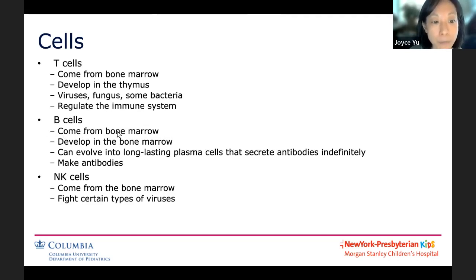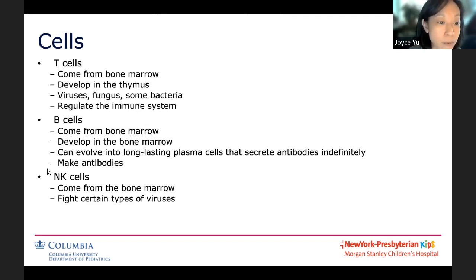So they come from the bone marrow like the T cells, but they stay in the bone marrow and develop there. They can also evolve into what we call long-lasting plasma cells that can secrete antibodies indefinitely. But B cells in and of themselves, if they don't become plasma cells, can also make antibodies. As we all know from the past few years, antibodies are a very big player of our immune system in fighting infections.